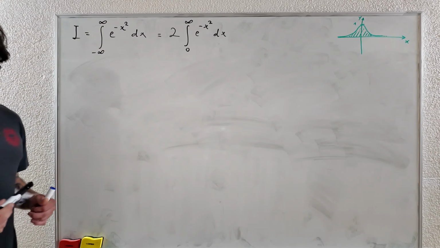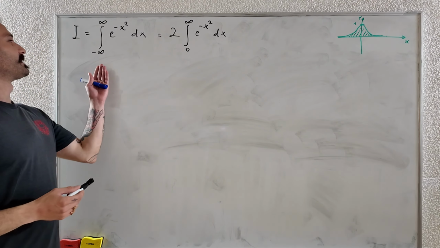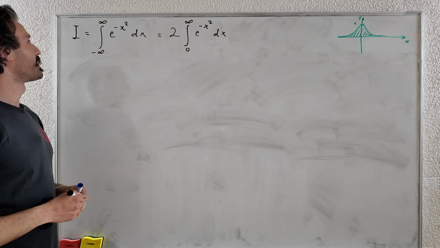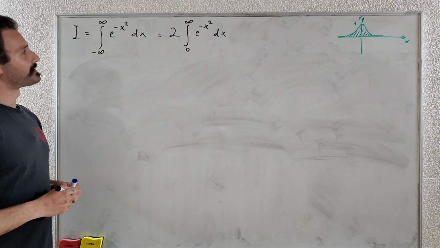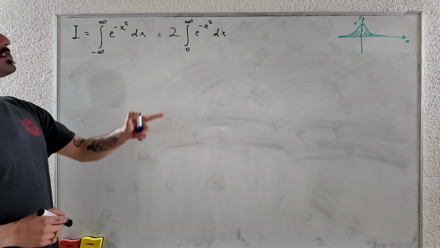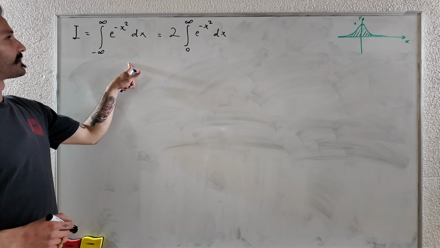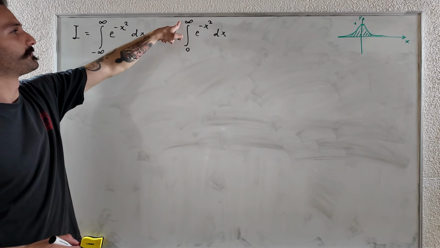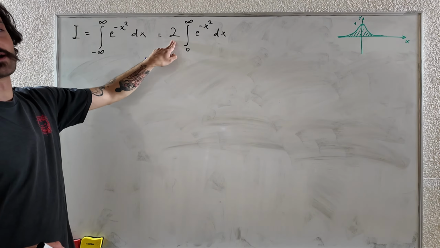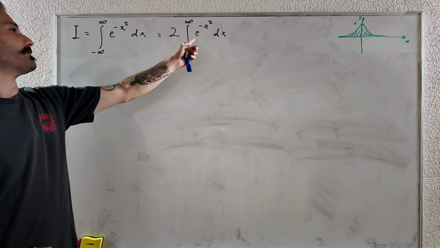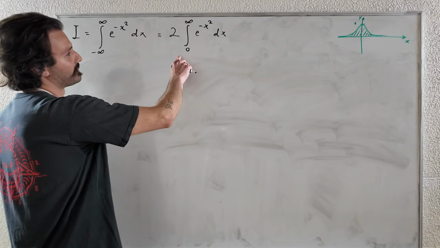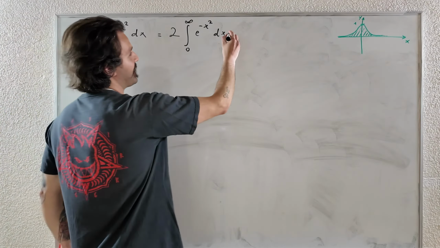Hi everyone, let's calculate the Gaussian integral, which is the integral from minus infinity to infinity of e to the power of minus x squared. Since this function is an even function, we can express this integral as half of the interval, which is from 0 to infinity, but we need to multiply this by 2, and we have the same function here. For simplicity, let's denote only the integral part as J.